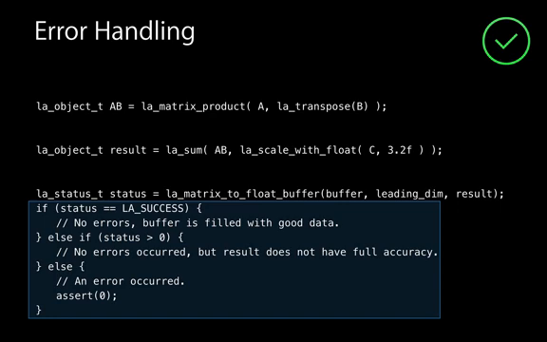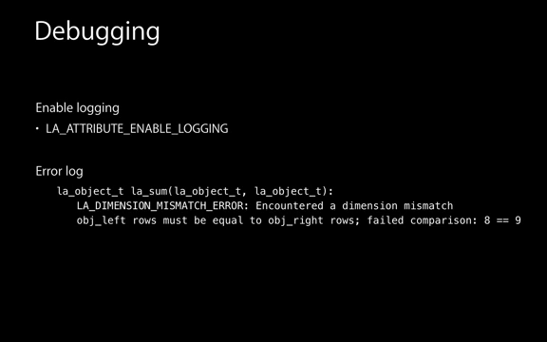So this sort of begs the question, how do we debug this if we've got all this late error checking, lazy evaluation? The best way to do this is to enable debug logging with LA attribute enable logging. When you do this and you encounter an error or warning, you're going to get a message like this to standard error. This is going to help you determine what the error was and where it occurred, which really helps you quickly narrow down where the problem is coming from.